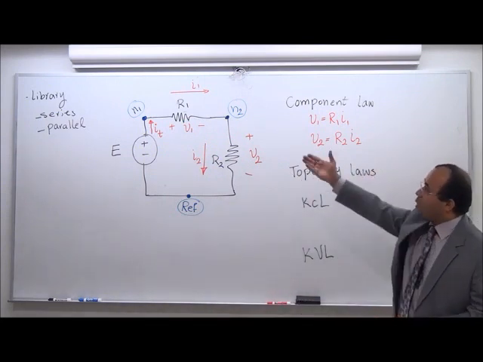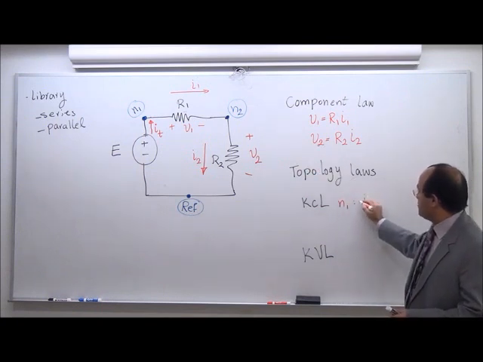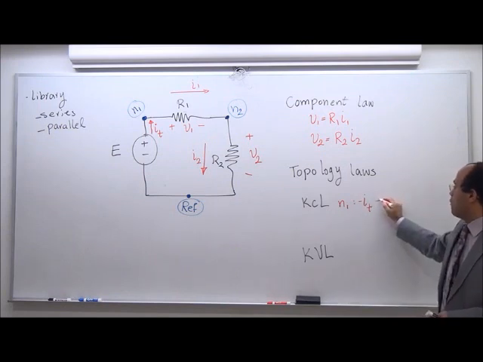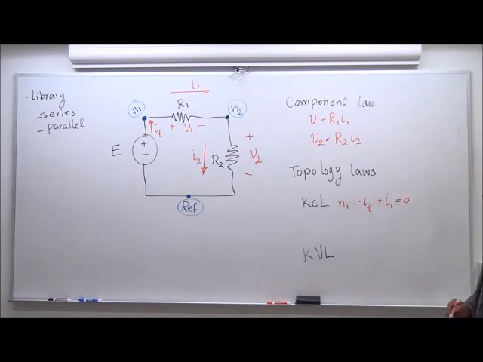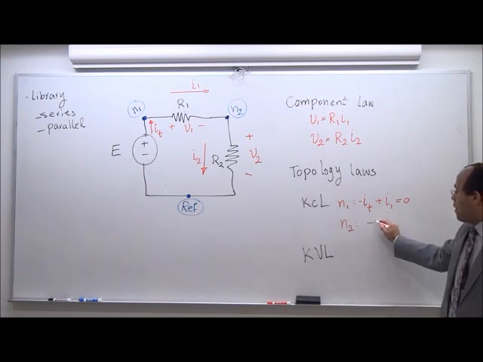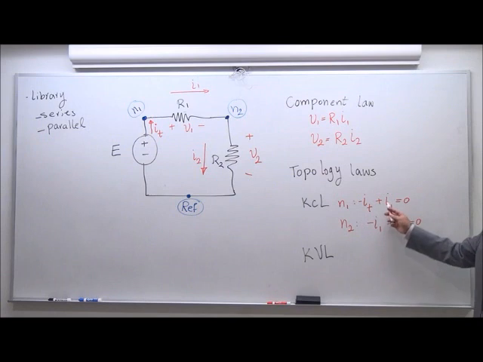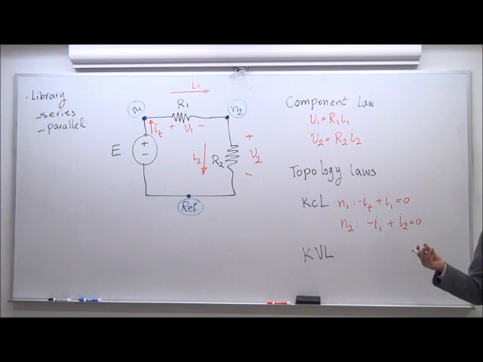For node N1, IT is entering the node, and I1 is leaving the node. For node N2, I1 is entering the node, and I2 is leaving the node. Anything entering is negative, anything leaving is positive. And then you had two nodes to write the equations for, and you did. Then you need to go and write the KVL law.